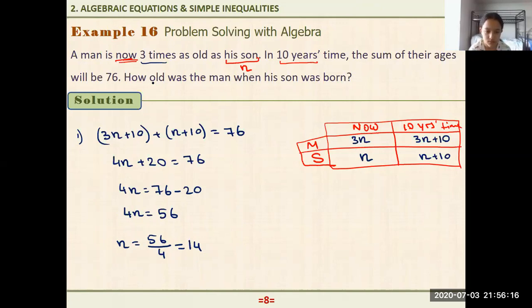Now let's answer the question. How old was the man when his son was born? If I substitute these answers, the boy is now 14 years old, and the man is 3 times 14, which is 42 years old. Using this information, Shahina, can you answer the question? How old was the man when his son was born? 42 minus 14, which is equal to 28. Now we can write: the man was 28 years old when his son was born. Good.